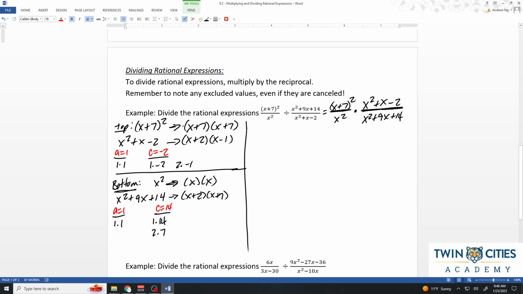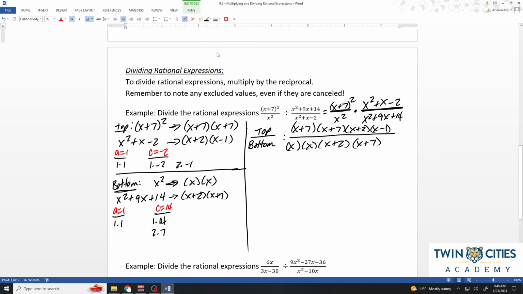So putting the top over the bottom, all of these together, the top part will be x plus 7, x plus 7, and then an x plus 2, x minus 1. This is over the bottom parts, x, x, x plus 2, and x plus 7.